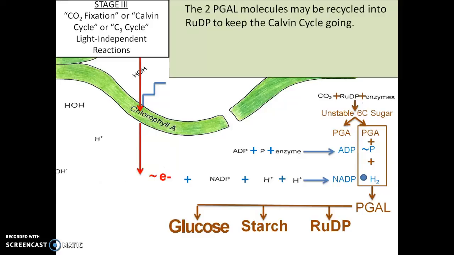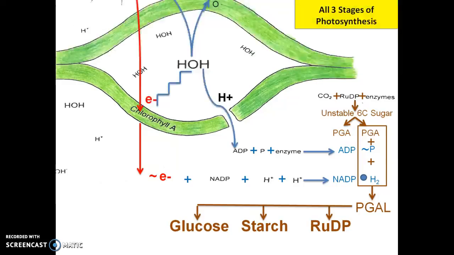These are our products, once again, of photosynthesis. We made oxygen and we made sugar. We made glucose, which is our main one. Starch, once again, stored energy. We could also make RUDP in order to restart the Calvin cycle. So all three stages of photosynthesis put together look like this. You can't see the top really.